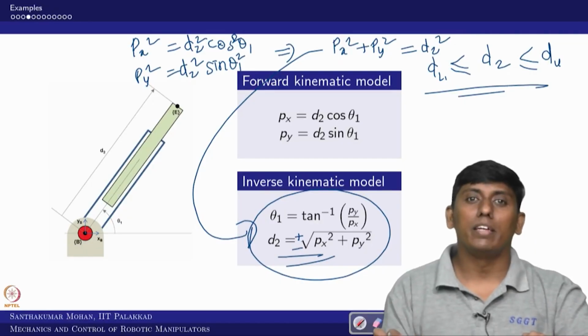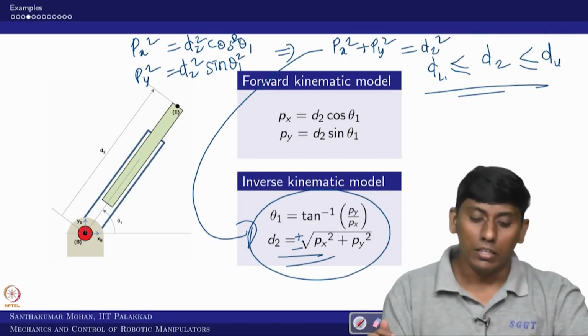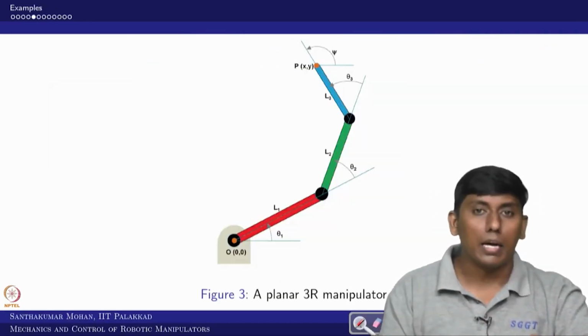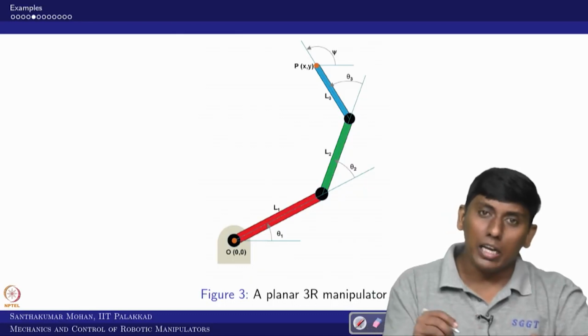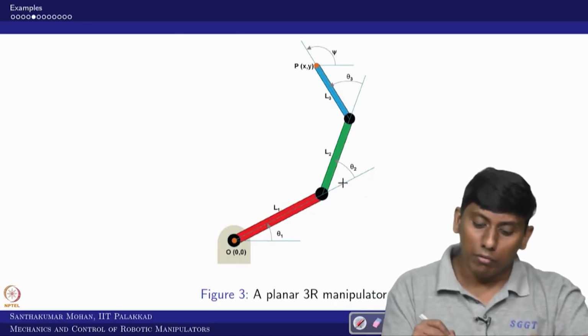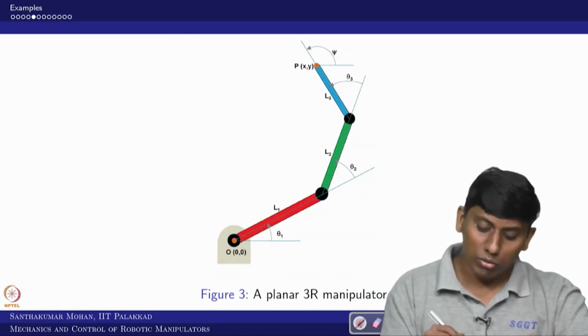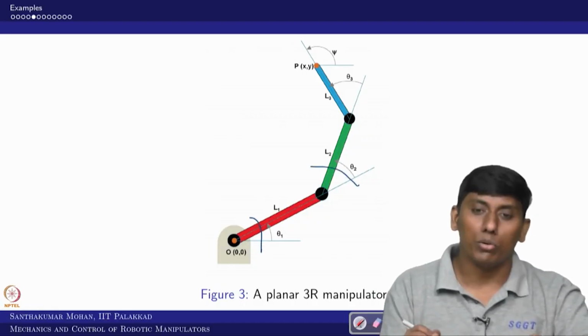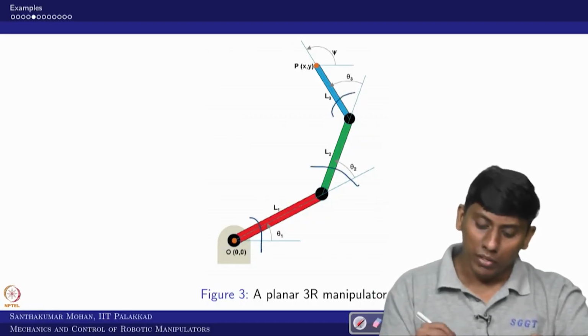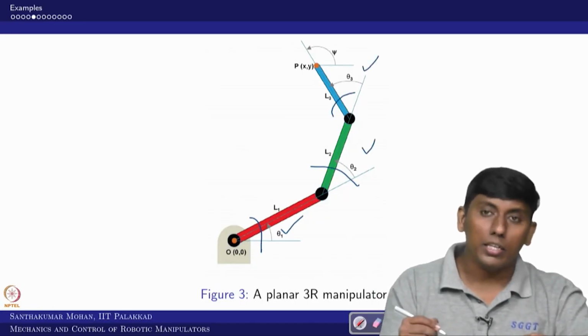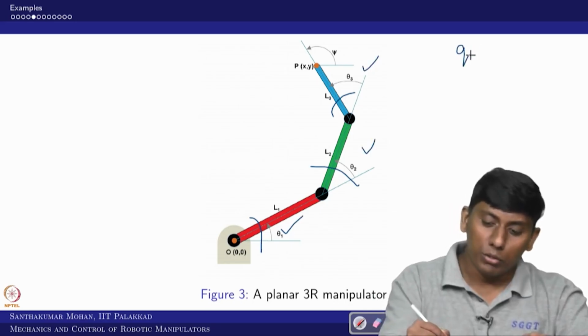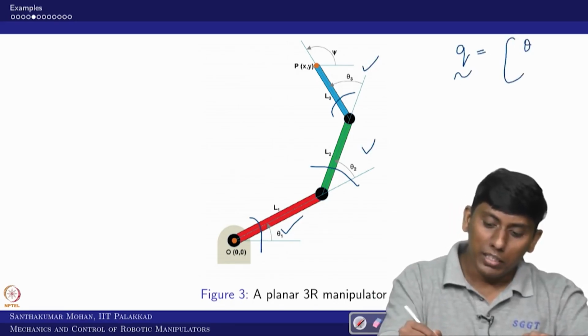So this is one such example which is very easy. We'll take another example. You are still in planar, but you have three rotary joints. So this is one rotary, this is the second rotary and this is the third rotary, where theta 1, theta 2, theta 3 are the joint variables. In the sense your q vector would be theta 1, theta 2 and theta 3.